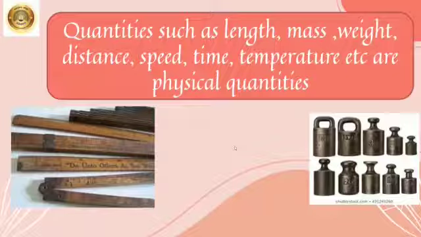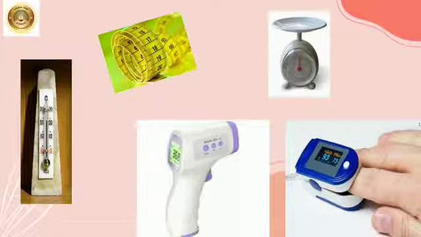Without measurement, we cannot say the exact length, volume, area, etc. An arbitrary estimate gives us wrong information about the dimensions of an object. For example, a carpenter measures the length and breadth of the wood before cutting it to make a door. So we see that measurement is an important part of our daily life.